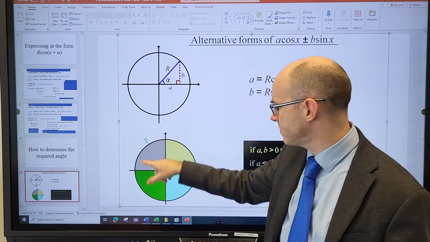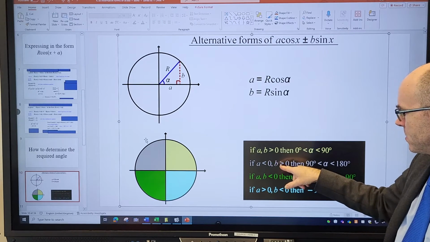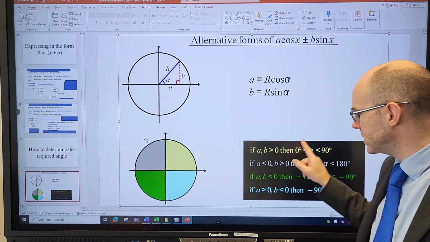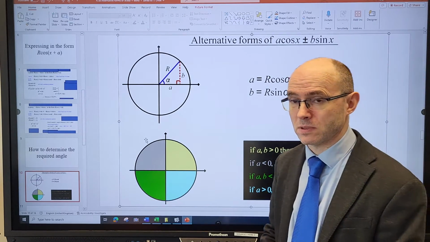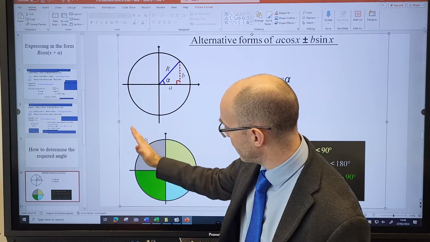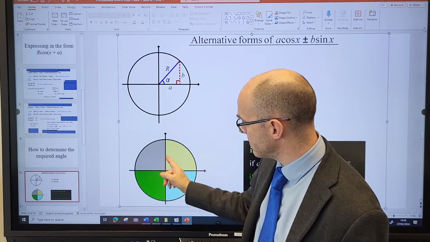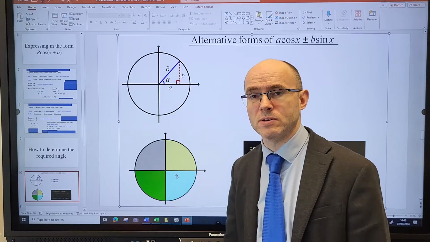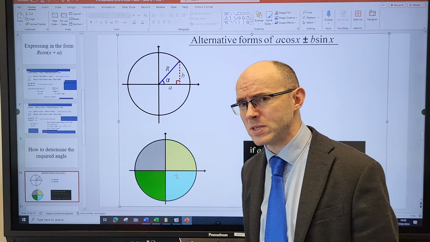If, however, you've got this case here, it lies in this quadrant because a is negative and b is positive. So notice if a is negative, b is positive, then the angle must be between 90 and 180 degrees. If I have a line drawn in there, then the angle between there and there is going to be between 90 and 180 degrees. See where I'm going with this?